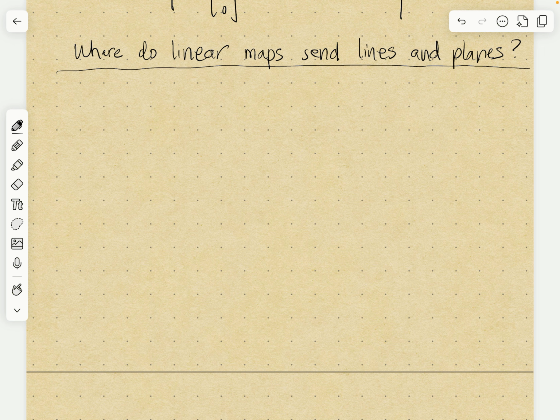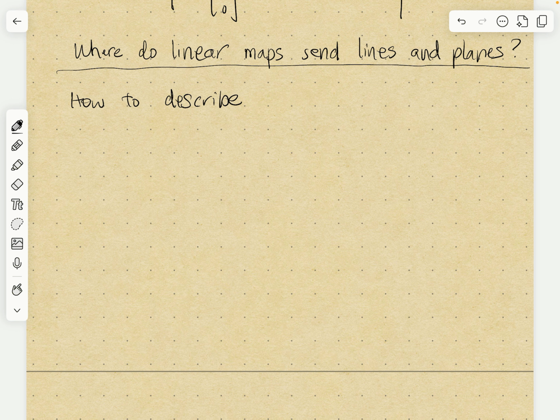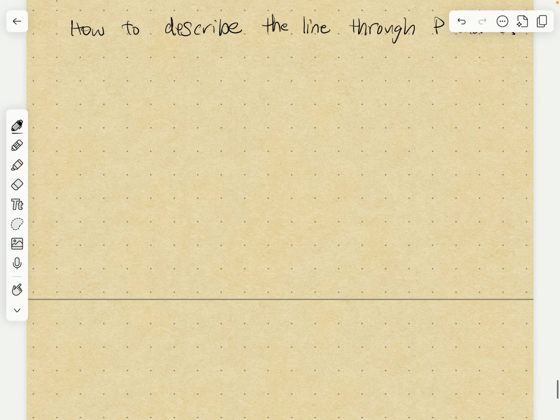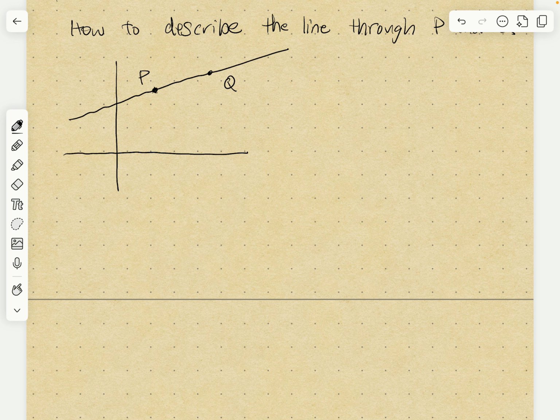So let's just review how to describe lines. First we're going to talk about lines. How do you describe the line through two given points, through P and Q? So for instance, let's say that you're in R2. You have this point P, and you have this point Q, and you have the line through P and Q. How do you describe the points on this line?